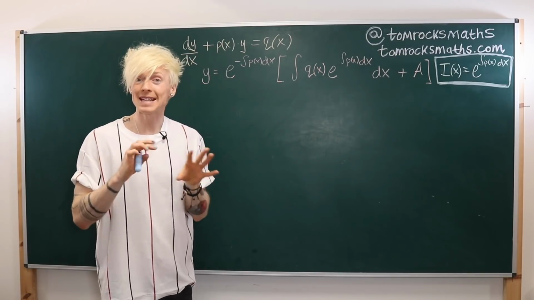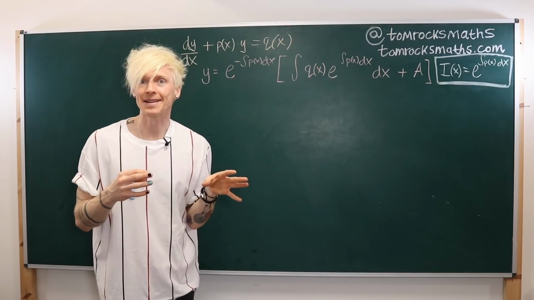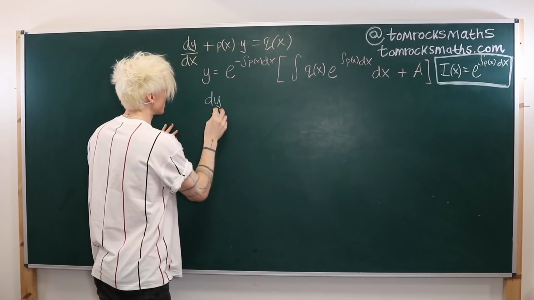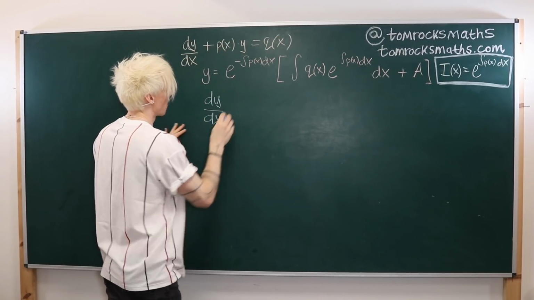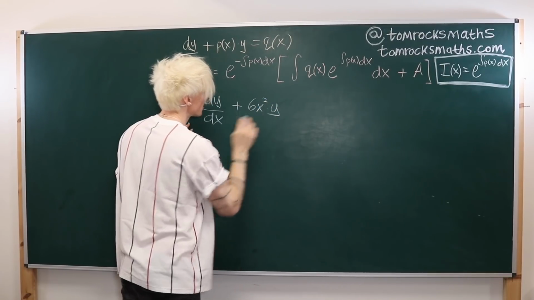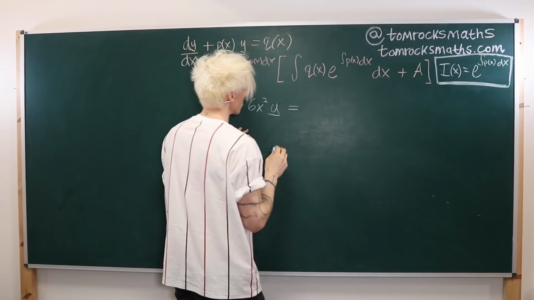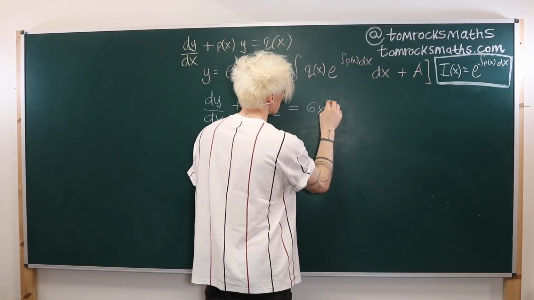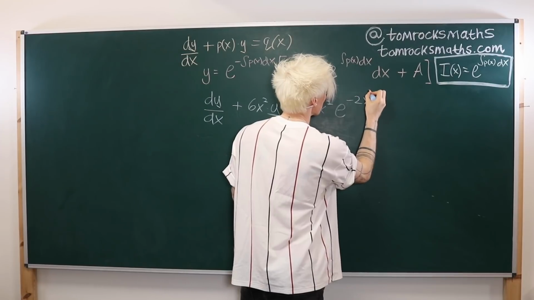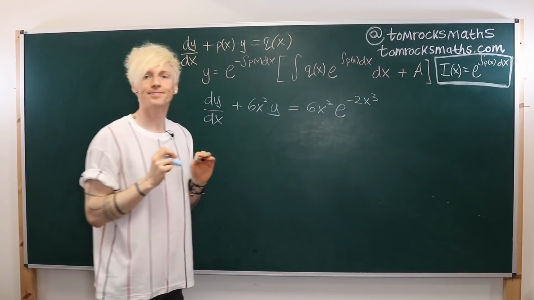So let's go through an example just to make all of that clear. The example we're going to look at is dy/dx plus 6x squared times y is equal to 6x squared times e to the minus 2x cubed.